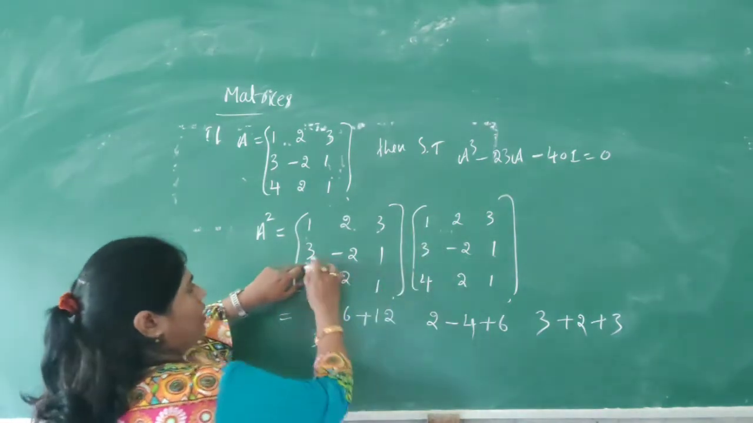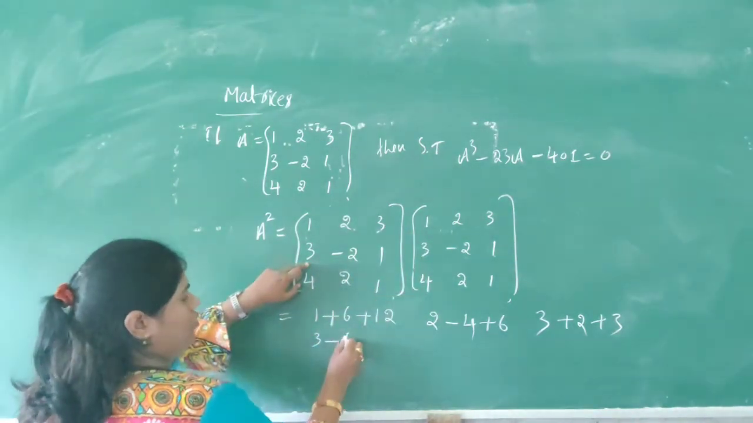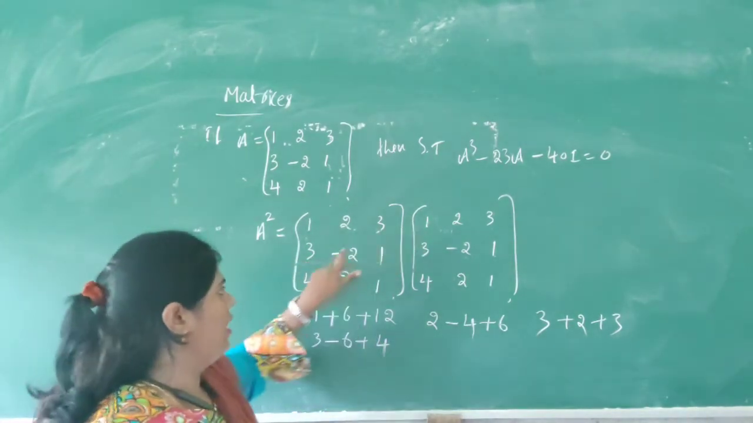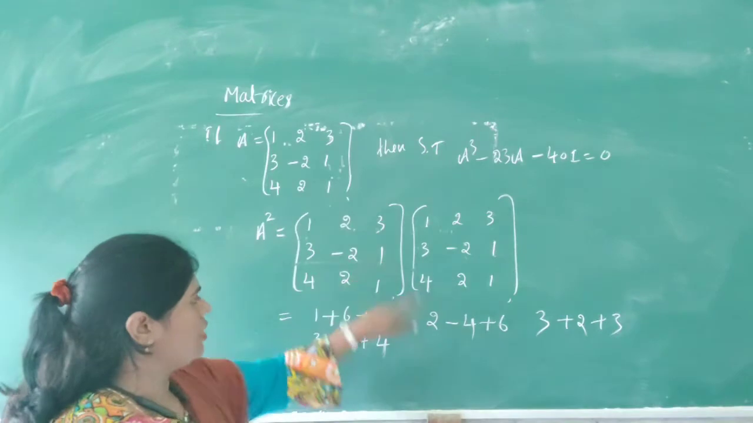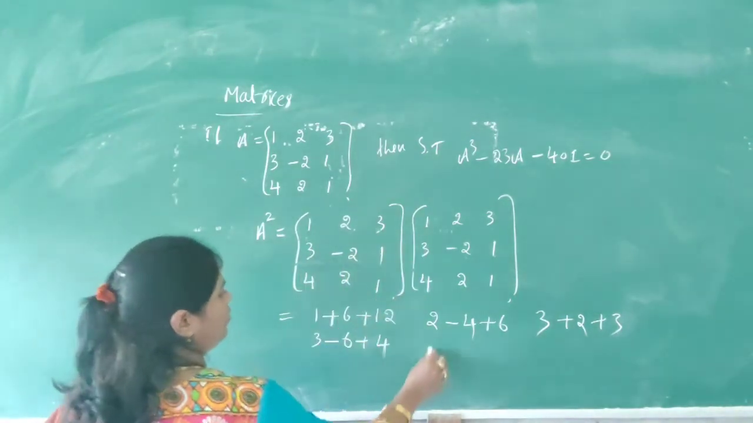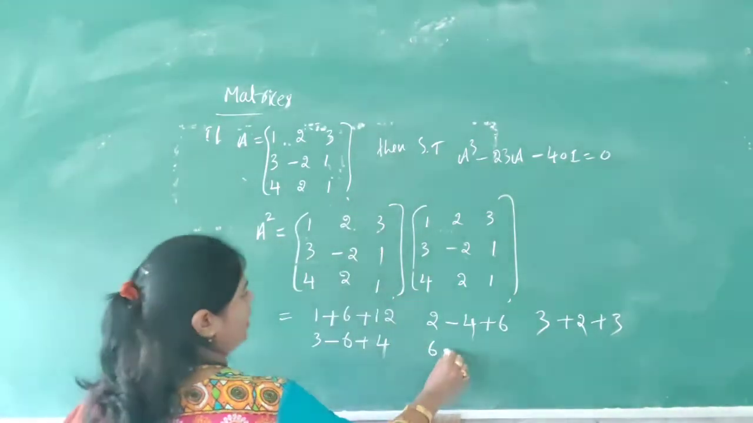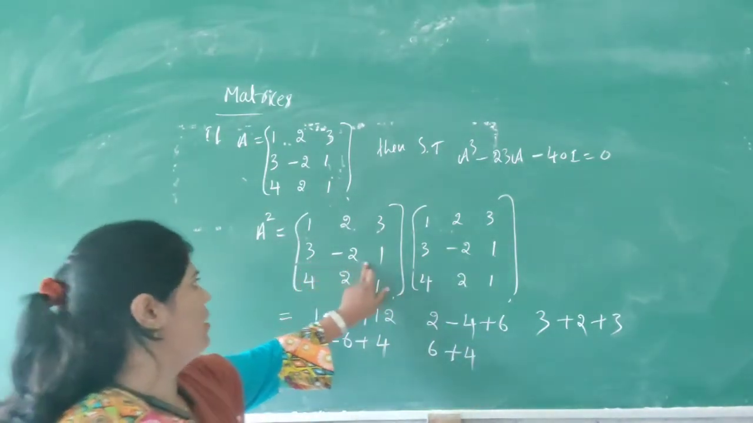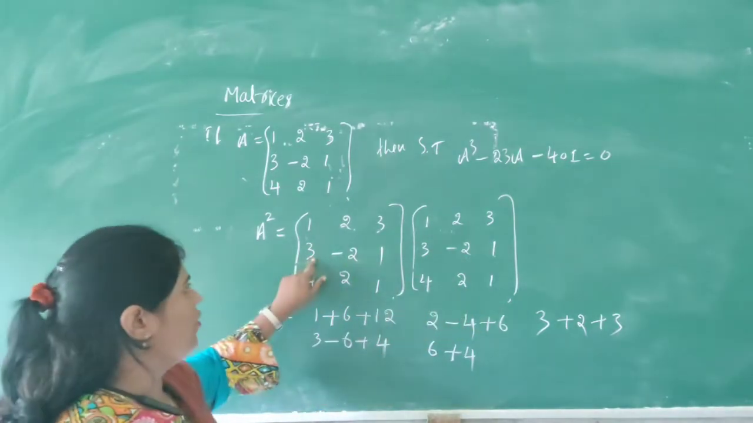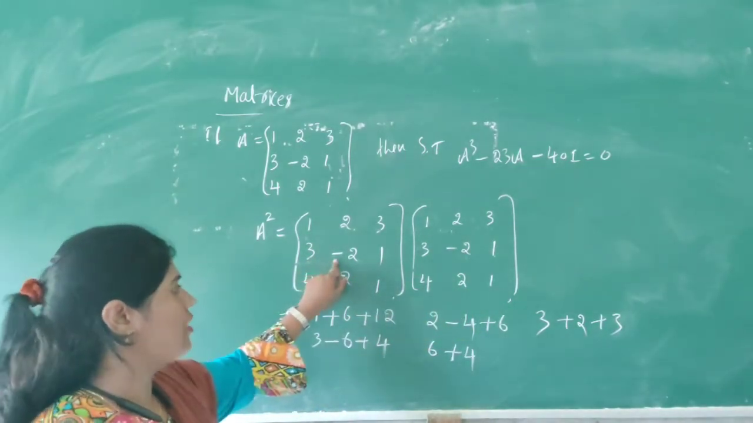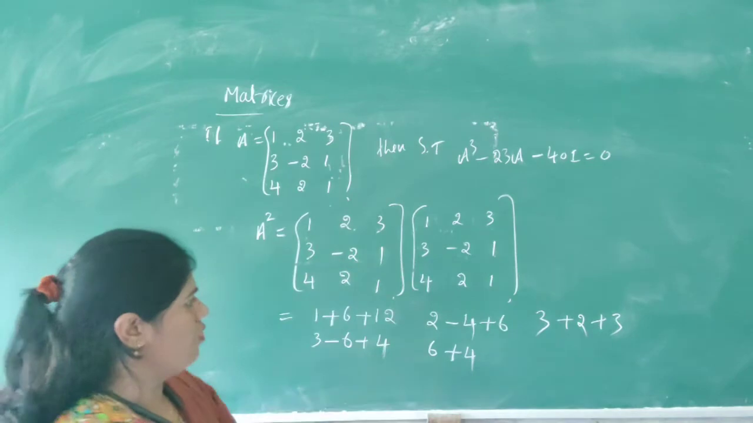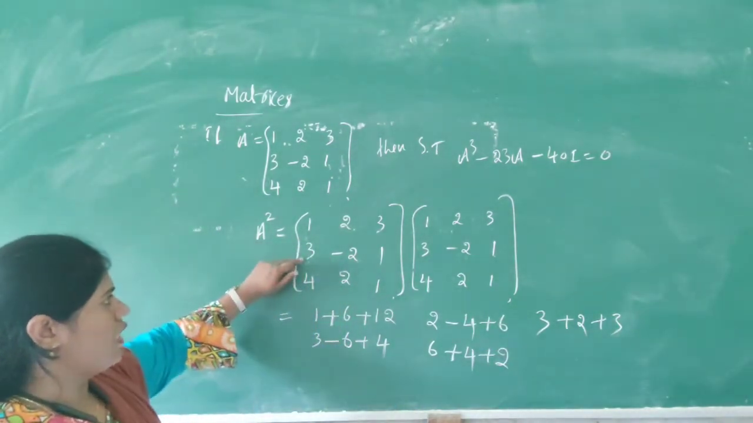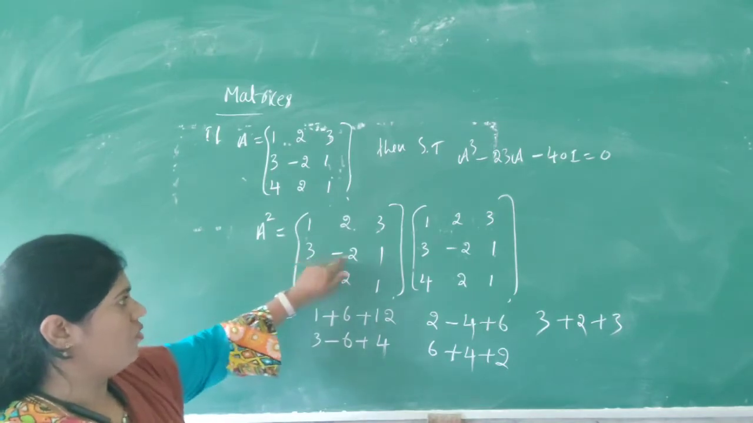This and this: 3 1s are 3, minus 2 3s are 6, plus 4 1s are 4. Next, 3 2s are 6, minus into minus, plus 2 2s are 4. Next, 1 plus 2 is 2. Correct, no? 3 2s are 6 plus 4.